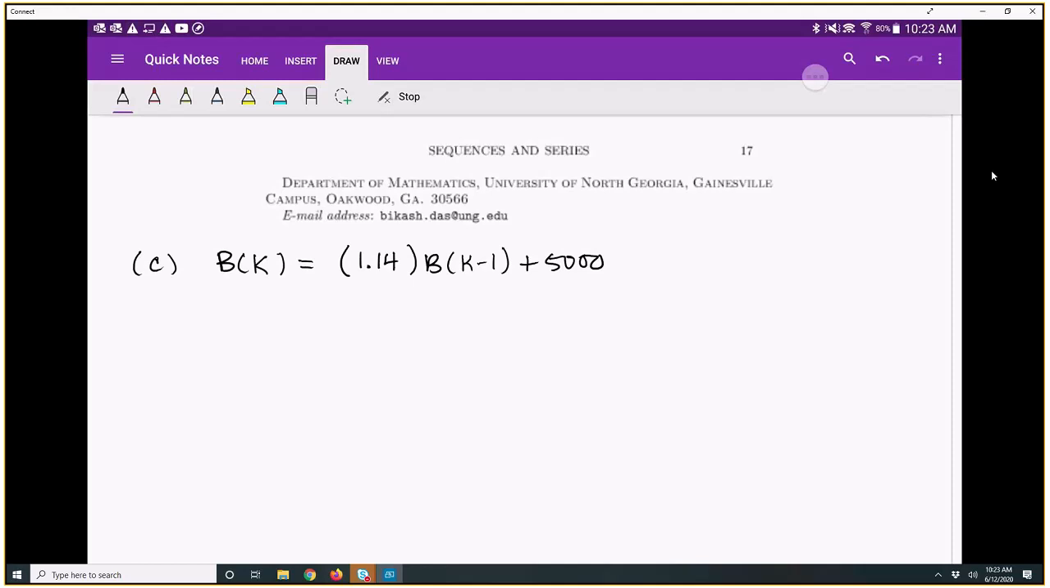And the question is, what is the maximum loan that I could take out if I could afford to pay $5,000 a year for 25 years? So how do we turn this into this type of problem? So again, I'm going to think of the associated homogeneous recurrence relation.